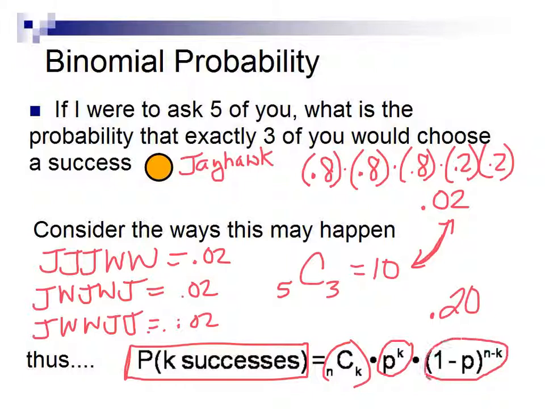Taken to a power that represents however many of those that I want. So I would have done 0.2 to the second power because I have 2 wildcats. Okay, so let's look at one here.